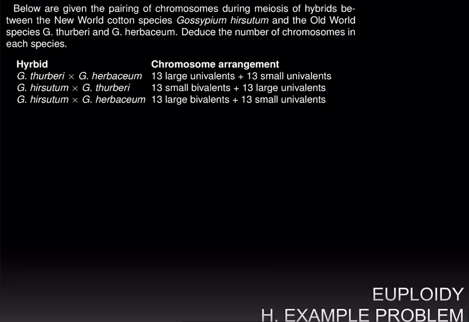Lastly, let's practice with an example problem. Below are given the pairing of chromosomes during meiosis of hybrids between the New World cotton species Gossypium hirsutum and the Old World species G. thurberi and G. herbaceum.